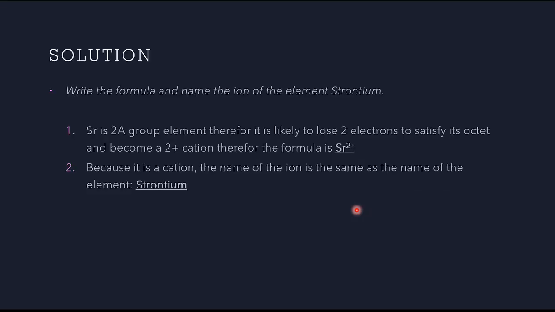All right, so hopefully you went to the periodic table and you found that strontium is a 2A group element, making it a metal. Therefore, it is more likely to lose those 2 electrons to satisfy its octet, becoming a 2+ cation. Therefore, the formula would be written as Sr2+. Because it is a cation, the name of the ion is the same as the name of the element. So we would write the name as strontium.